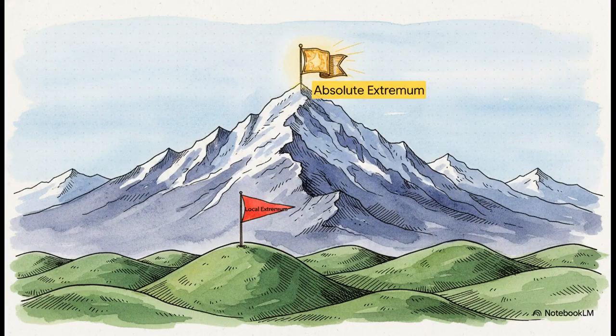All right, so in calculus, we call these peaks and valleys extrema. But here's the interesting thing. There are actually two types. You've got your local extrema, which is kind of like the king of the hill. It's the highest point in its immediate little neighborhood. But then you have the absolute extremum. That's the king of the world, the single highest or lowest point across the entire function.